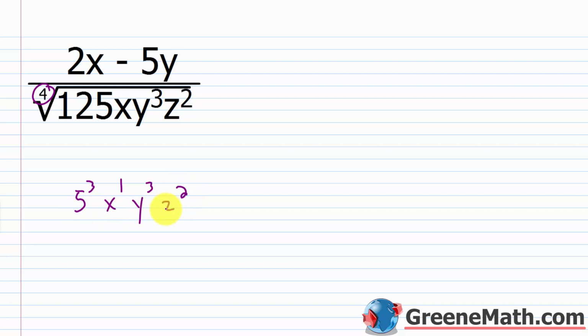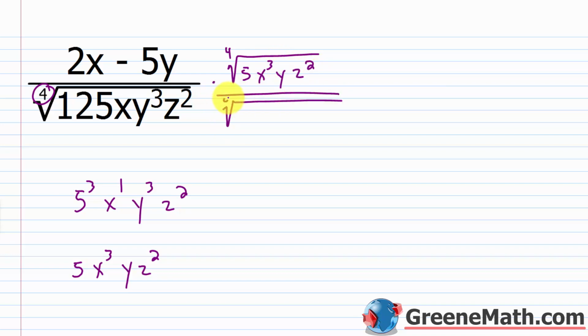So what do I need to do to make this into a perfect fourth? 5 cubed, I'm missing a 5. X to the first power, I'm missing an x cubed. Y cubed, I'm missing a y. And z squared, I'm missing a z squared. So I need to multiply the numerator and denominator by the fourth root of 5x cubed yz squared. Okay, let me erase this.